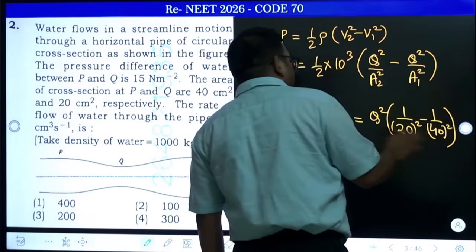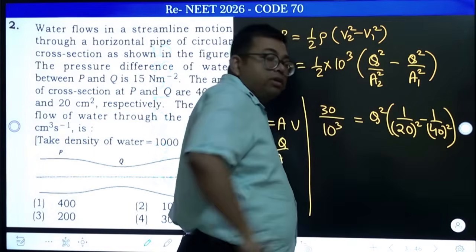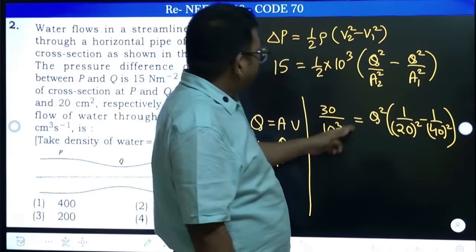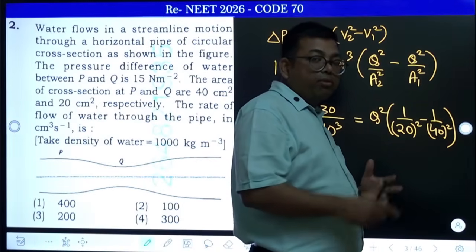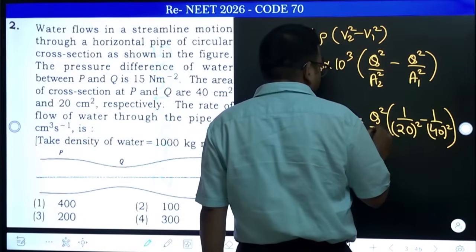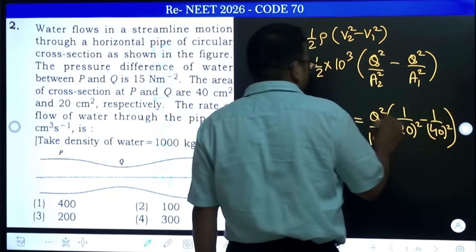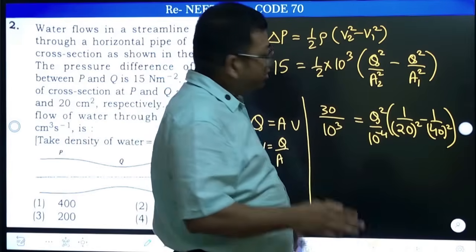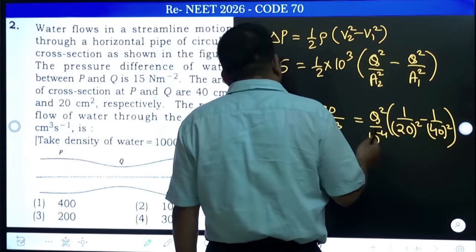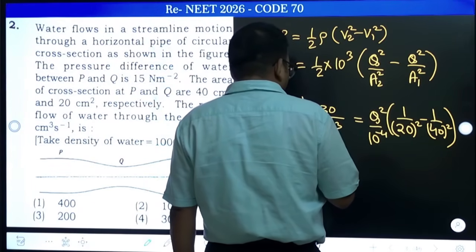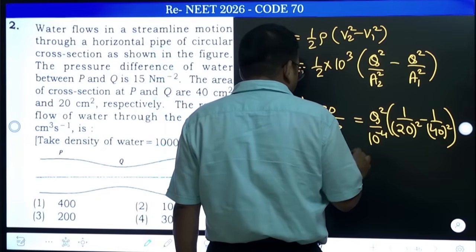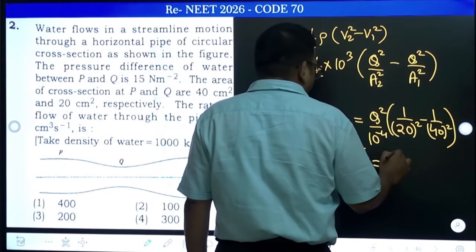But note that here we are taking everything in SI units. So this area we have to keep in meter, right? So it is centimeter square. Centimeter square means 10 to the power minus 4, right? 10 to the power minus 4 we have to multiply. So in the denominator there will be a factor of 10 to the power minus 4, because we have to convert this centimeter square into meter square, right? So it will go this side, correct? So how much will it become? It will become 3, and this is 10 to the power minus 3, 10 to the power minus 6 will come, okay? That will become Q square.